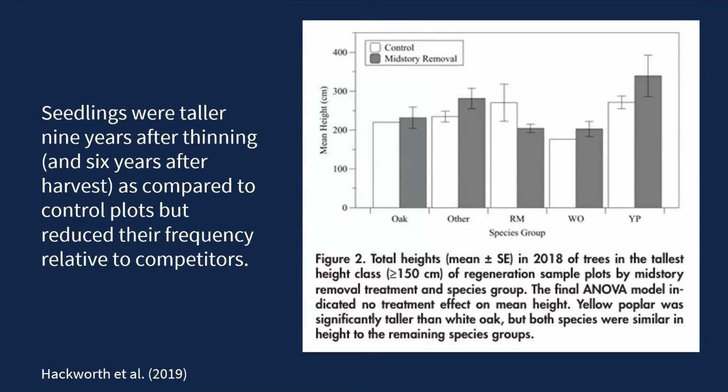And then Hackworth followed this up even years later. These were 9 years after thinning, and they had a harvest 6 years previous to that, and they found that yes, oak seedlings were taller 9 years after you thinned the area. But the problem was that there were a lot of other competitors in there, and particularly yellow poplar and red maple in this case really did also grow well. So what you found is that they didn't improve their competitive status because of all these other competing species. Yes, they did grow tall, but there still was a lot of competition going on.